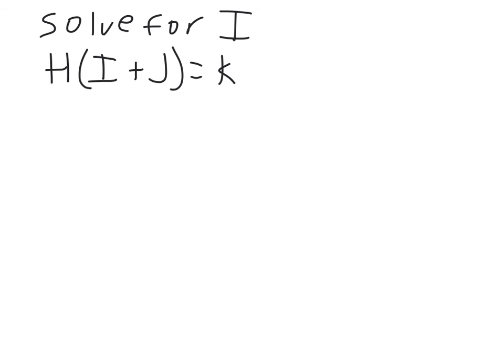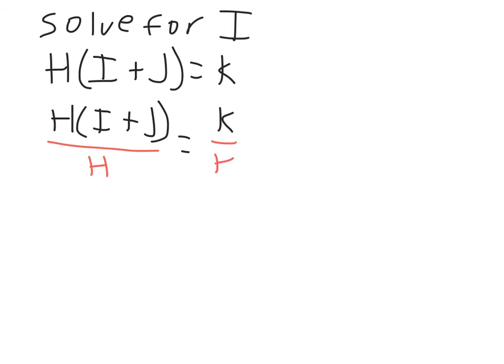So, we need to solve for i. So we need to get i by itself. So first thing we want to get rid of is this h multiplying i and j. So it's multiplying, so we want to do the opposite and divide. So we take the h times (i plus j), and we divide by h. And then we do that on the other side too. So k divided by h. And that's the division property of equality.